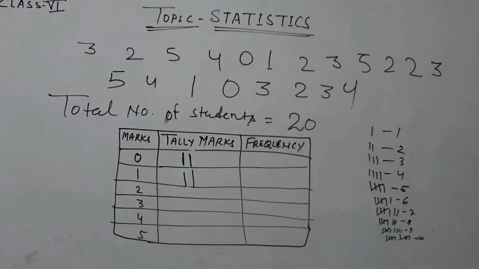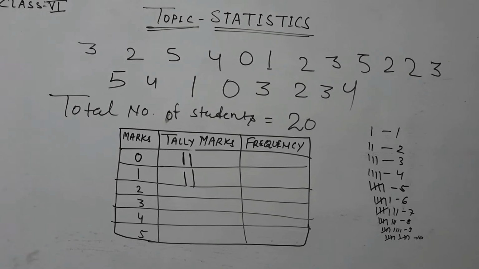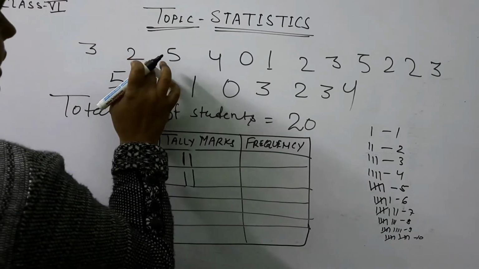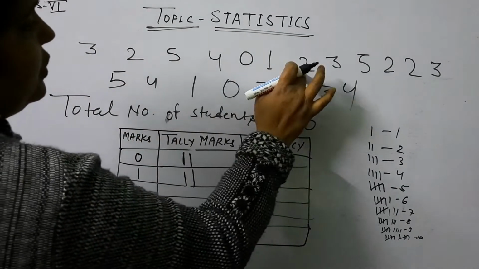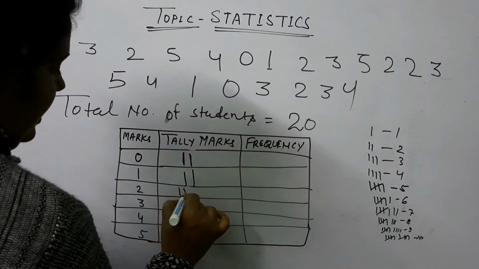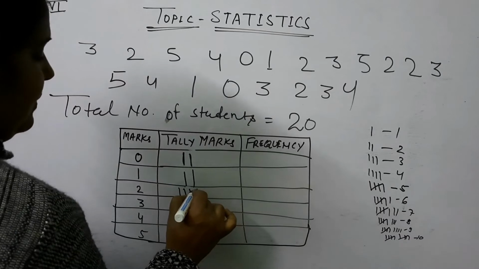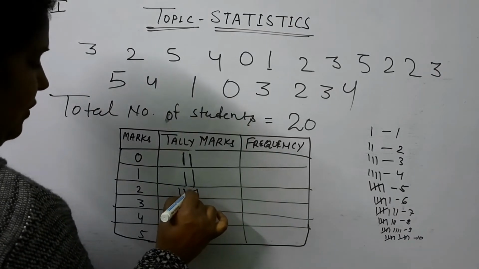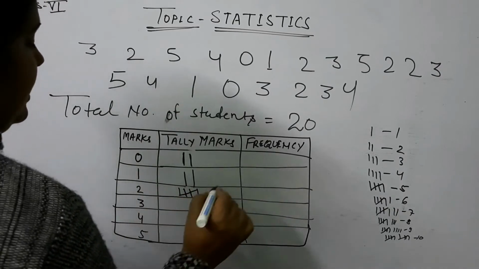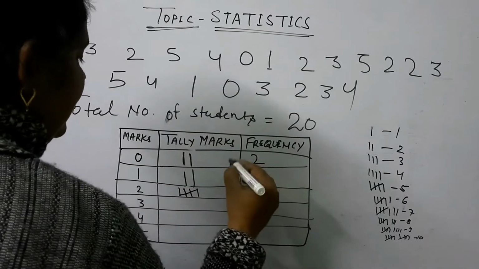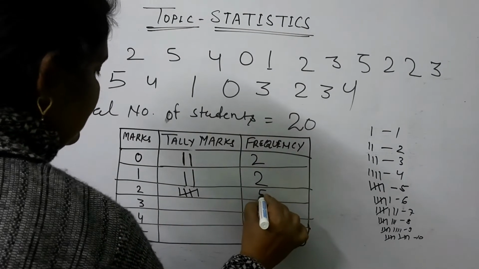These are the tally marks. How to mark the tally marks? 1, 2, 3, 4, 5. So here, how many 2s are there? Here 1, 2, 3, 4 and 5. So we will draw 4 vertical lines, 1, 2, 3, 4, and 1 slanting line which cuts these 4 lines. And here we will write the frequency, that means 2. We will write how many times it is repeated: 2, and this one is 5.